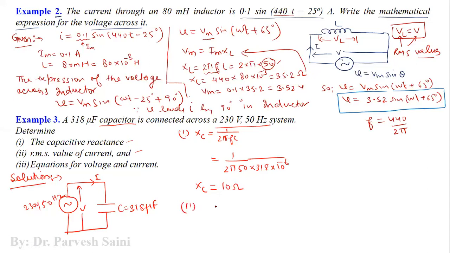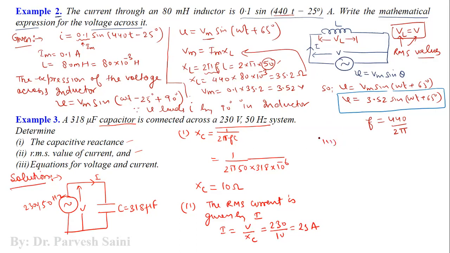Second part is we have to find out the RMS value of current. So the RMS current is given by I. So I is equal to V by XC. So it is 230 volt divided by 10. So it is 23 ampere.